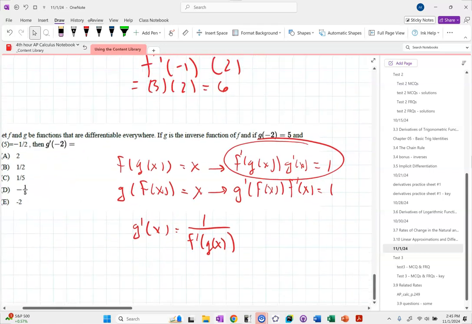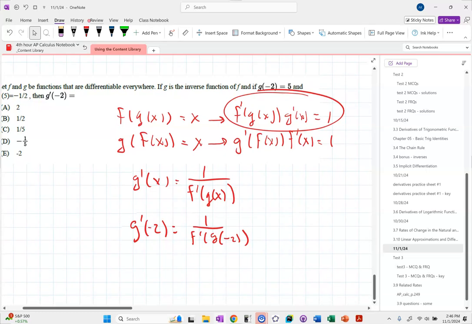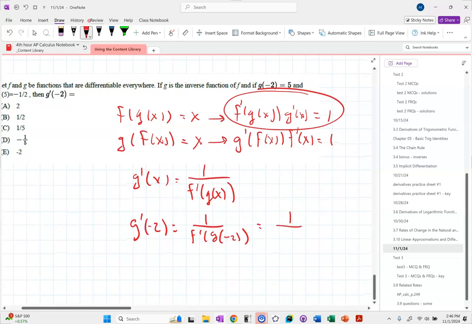Now, if I want G prime of 2, I have 1 over F prime of G of 2, which is F prime of -2. Well, this wasn't as bad as I thought it was going to be. I thought this was going to be a different one. So this is easy enough.